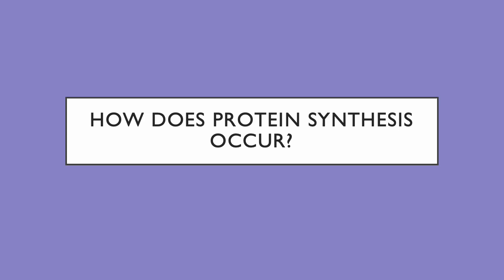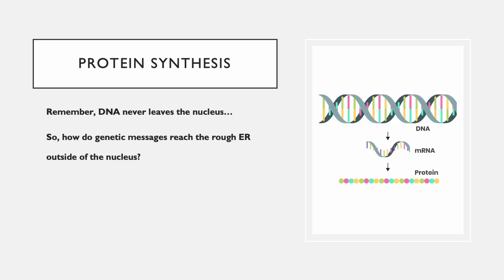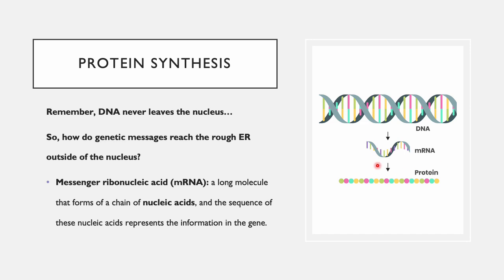So how does protein synthesis occur? This is very important because DNA can never leave the nucleus. So how do genetic messages reach the rough endoplasmic reticulum outside of the nucleus? First, DNA needs to be transcribed into messenger RNA, as shown here. Messenger RNA is a single strand of nucleic acids that are created from the code and the sequence of nucleic acids in DNA. This represents our gene information.